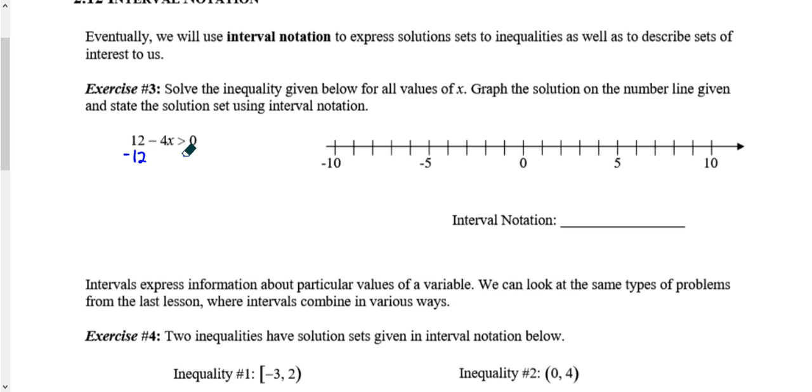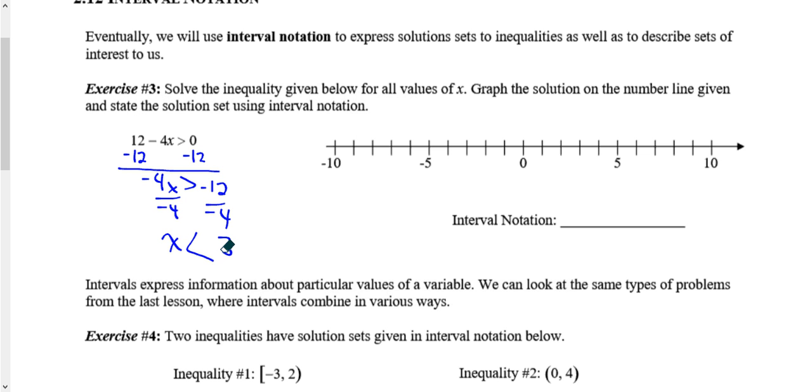Minus 12 there, then minus 12 there. And what does that leave us with? -4x. The negative stays with it. And what do we do now? And what do we get? X is less than... Divided by negative. Less than what? 3. Let's graph it.